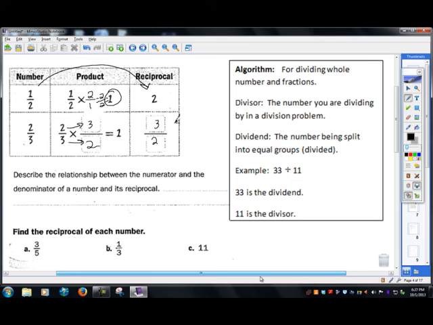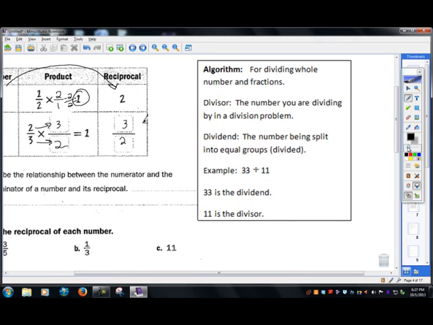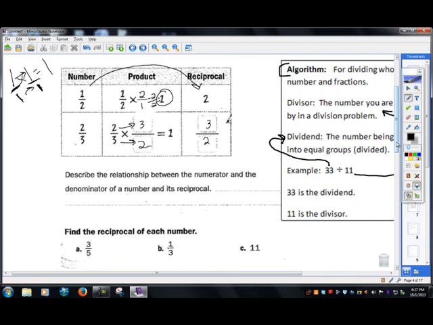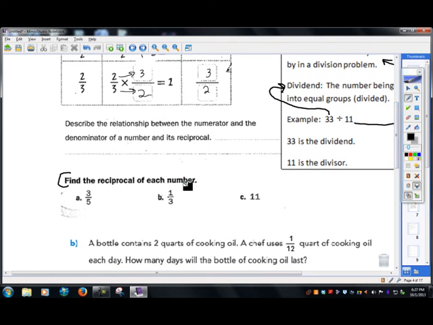Okay? Here is this. I just went over this. The algorithm. Okay, we're going to use that word more and more when we're talking about this. The divisor is always the number you're dividing by. The dividend is the number that's being divided. So here we have 33 divided by 11. This is your dividend. This is your divisor. Okay? That's going to be important. Trust me. So go ahead and pause real quick here, and I'd like you guys to just find the reciprocal of each one of these, A, B, and C.